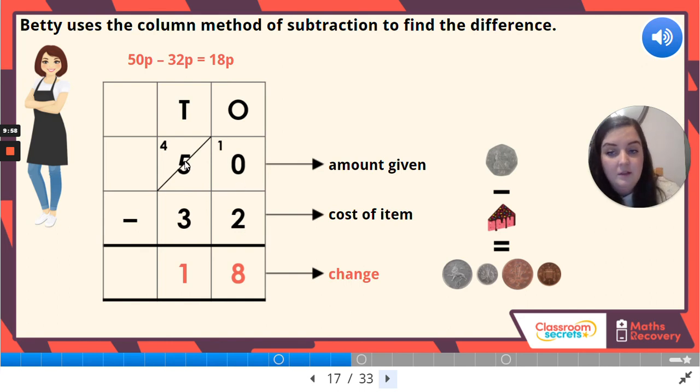So they've gone to the 5s. Can I borrow a 10, please? So that makes it 4, and then we've put the 1 there. So she's done, that makes it 10, take away 2, equals 8. And then we'll do 4 10s, take away 3 10s, and we're left with 1 10. So a 10 and an 8 together, 18p change.